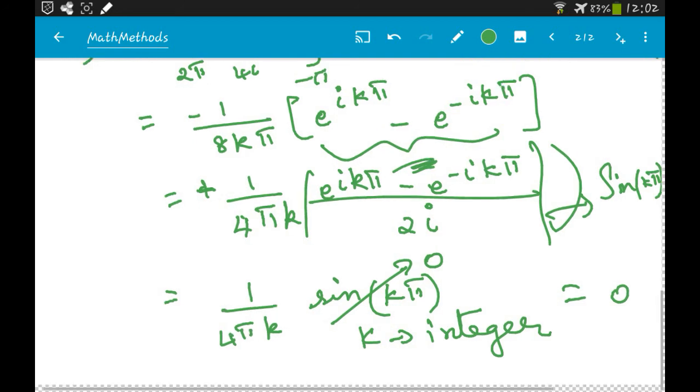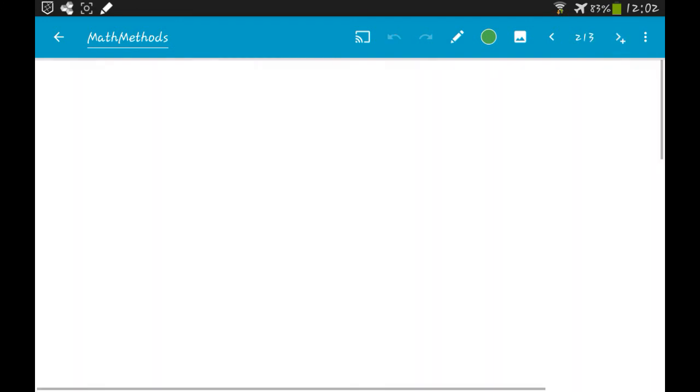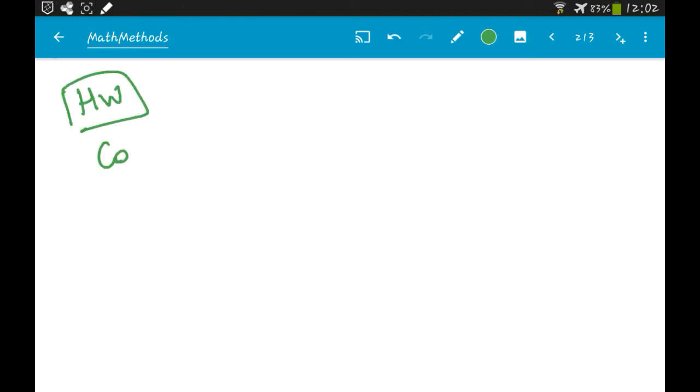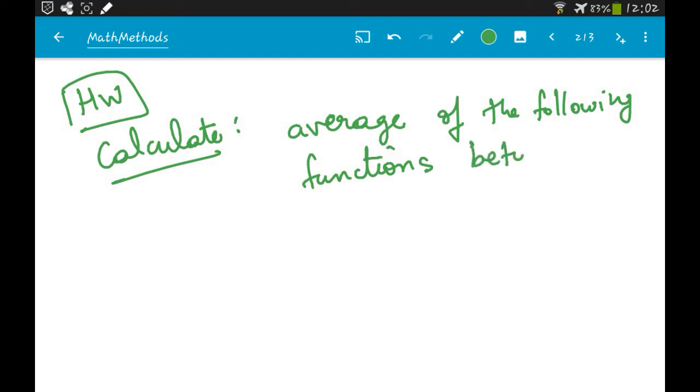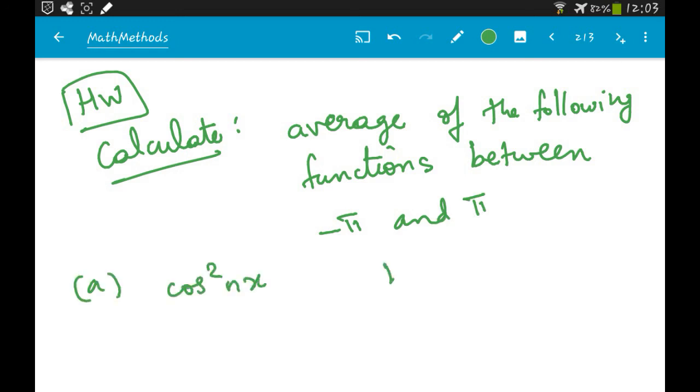Alright. So I want you to do an integral for me, so homework. Calculate the average of the following functions between minus pi and pi. One is cos square nx and b is sin square nx. Okay, so this is your homework.